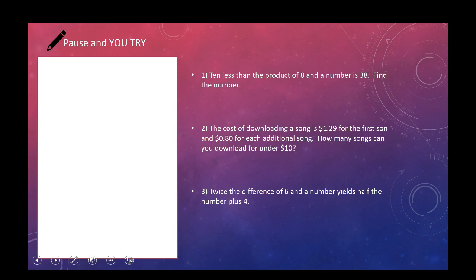All right, go ahead and pause and see if you can solve these 3 problems similar to what we just did.